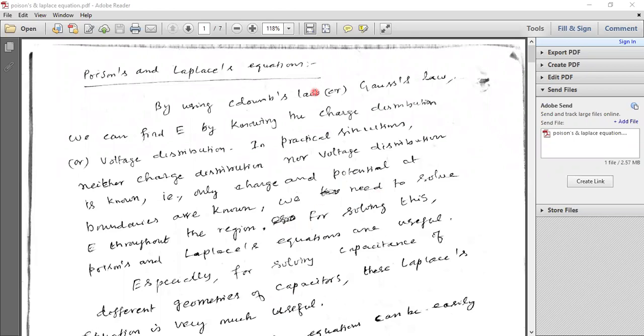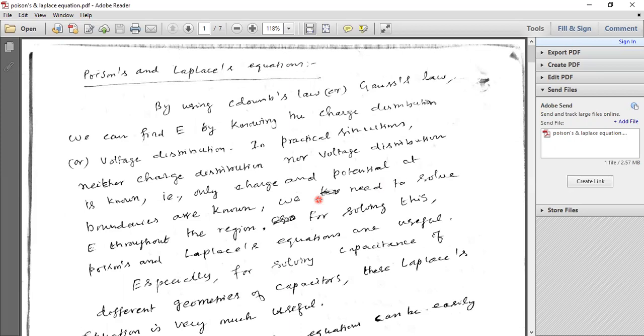Hello everyone. Today's video is about Poisson's and Laplace equation. These two equations are very important in solving problems in electrostatics. We know some methods of solving the electric field intensity or electric flux density using Gauss law or Coulomb's law.